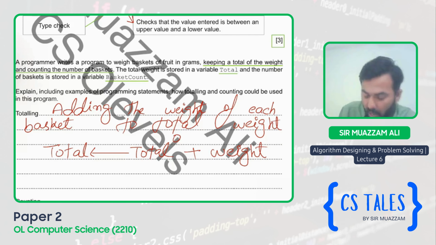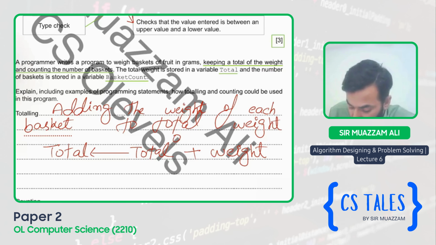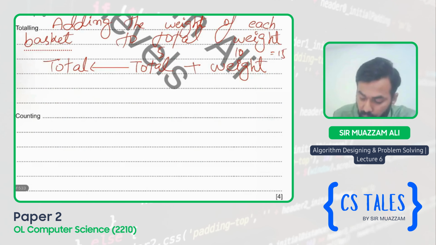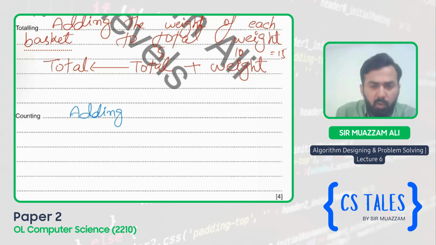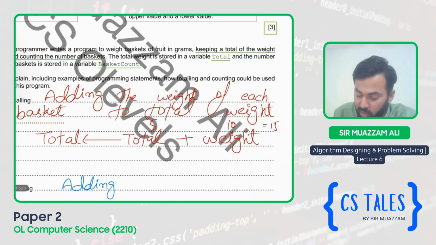Now again you count some weight. So total is 5. Let's suppose the weight is 10 kg. So 5 plus 10 becomes 15. So 15 will be stored in the total. So every weight, whenever you count, will be stored in the total. So what does counting mean? Counting means adding 1, or incrementing by 1. Or it can be 2 as well, no problem.